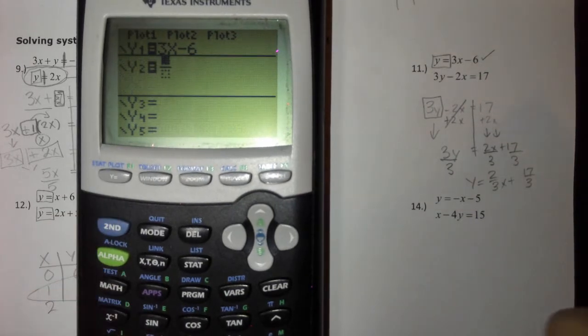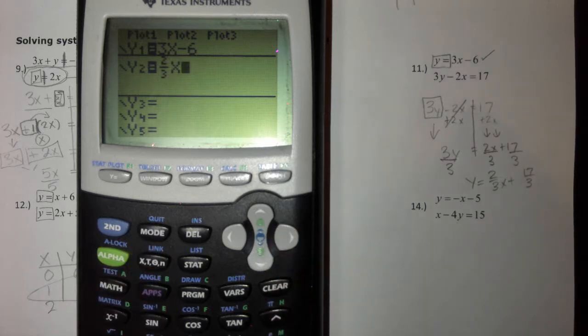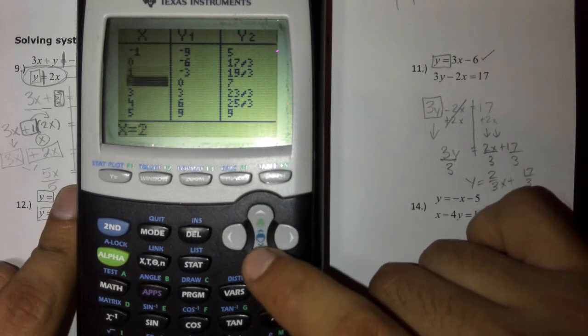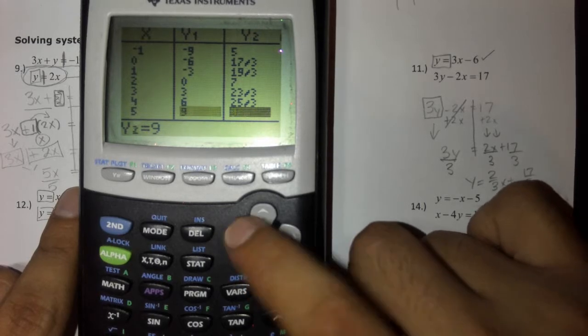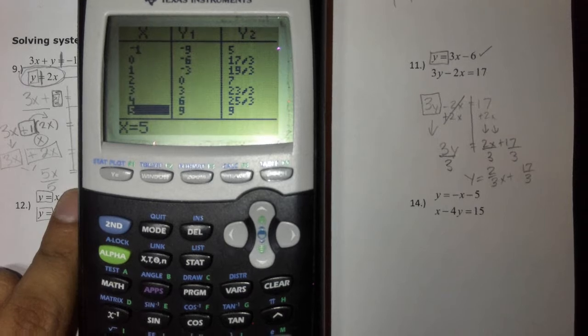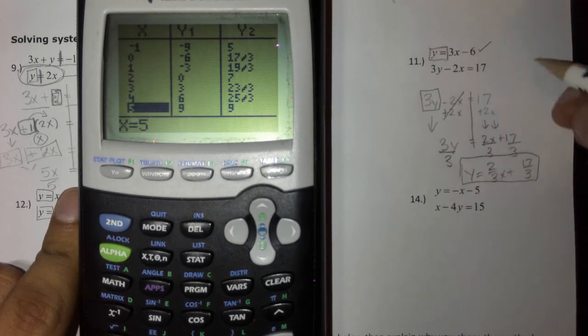Always make sure to use alpha y equals 2 over 3x plus alpha y equals 17 over 3. And hopefully it shows up on my table. It does in fact show up at 9, 9. At 9, 9, so my solution to this is going to be 5, 9. Again, always xy.